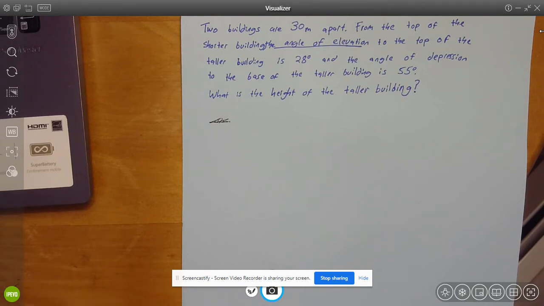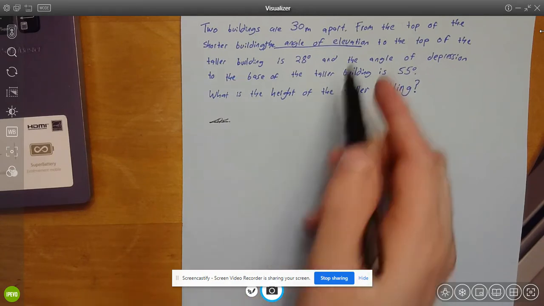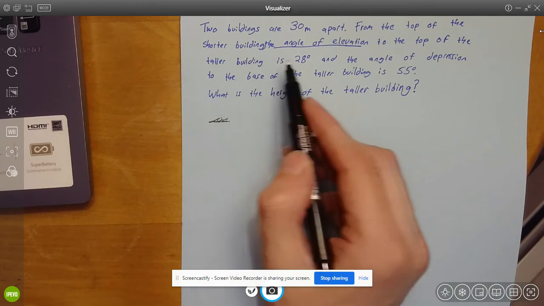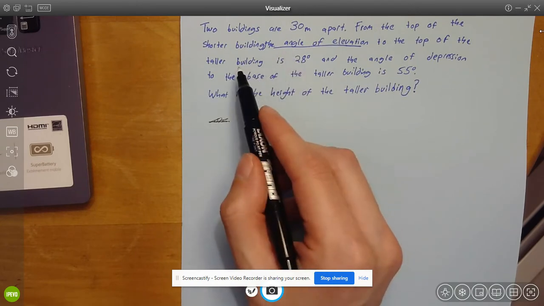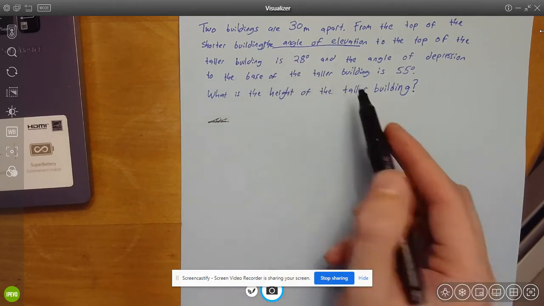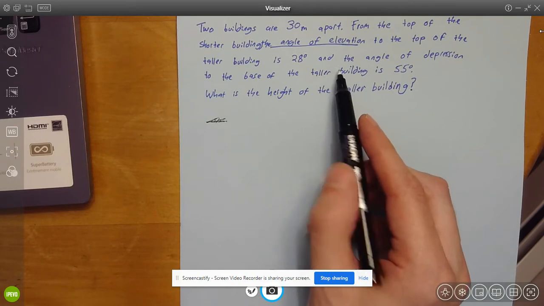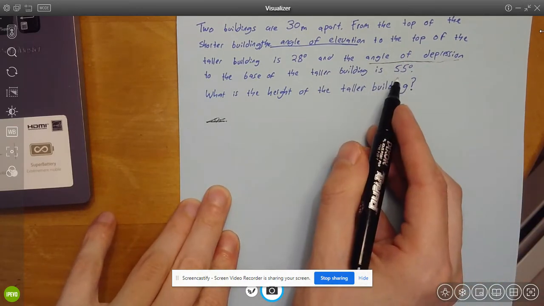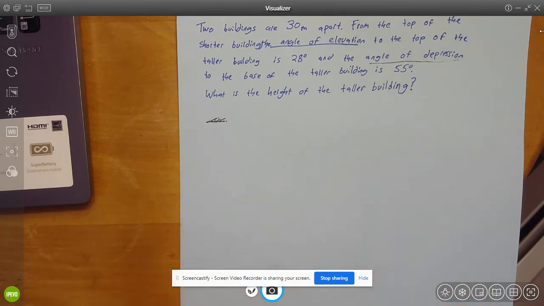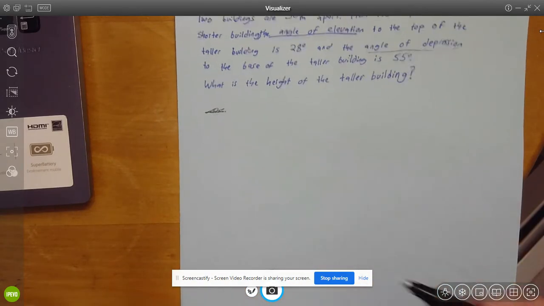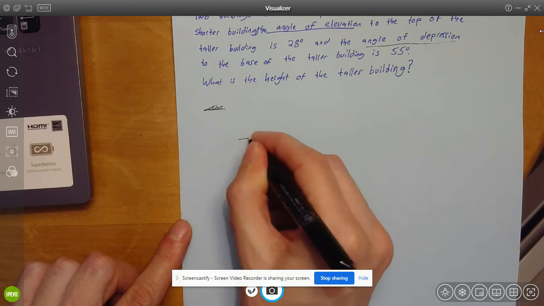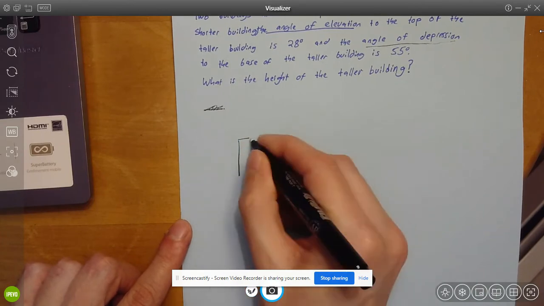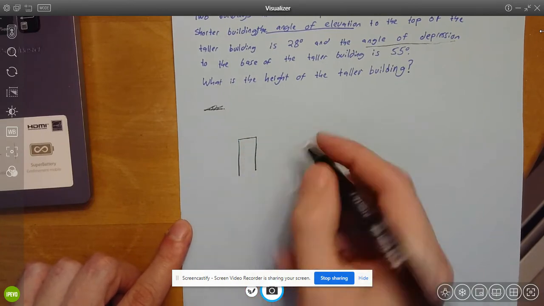So in this question, I've got two buildings that are 30 meters apart. From the top of the shorter building, the angle of elevation to the top of the taller building is 28 degrees. And from that same vantage point, the angle of depression to the base of that taller building is 55 degrees. So before we even think about what the question's asking us, why don't we try to draw a rough sketch of this problem? So I've got two buildings that are 30 meters apart.